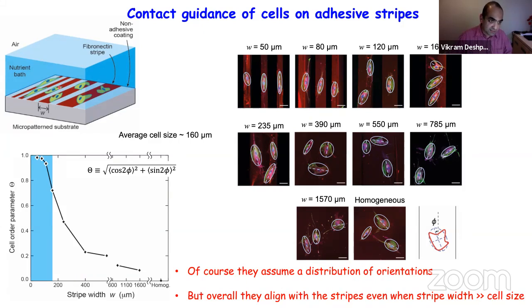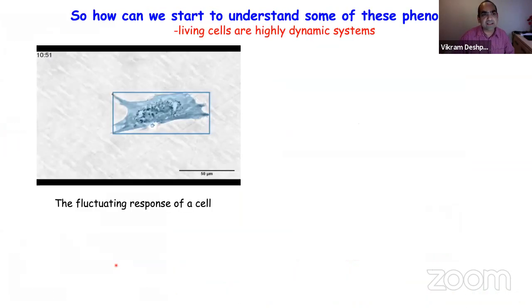What you see is that the ordering of the cell is decreasing with decreasing width of the stripe. That you'll say is obvious, but what's not obvious is that the size of the cell is only 160 microns, but the cells have started ordering with the lines even when the stripe width is 600 microns, 800 microns. So somehow the cells seem to be feeling the edges of the lines, even though the cells are so much smaller than the line itself. So this is, again, one of these very counterintuitive things.